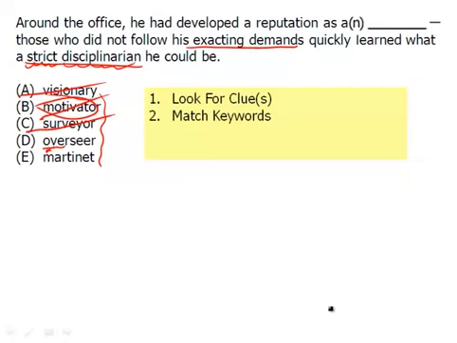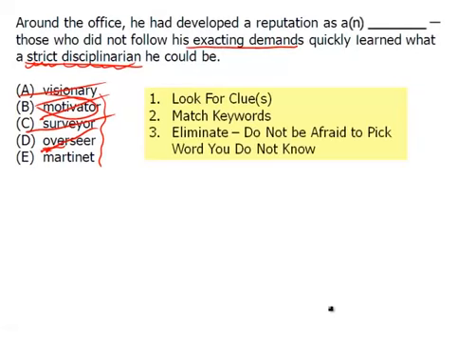But wait a second, I can't just eliminate it because look at E. What's that word? Martinet? What does that mean? So it must be overseer. But as we remember, or as you should remember, it must be by definition. And we've already eliminated overseer because by definition it does not mean a strict disciplinarian. So when you eliminate, do not be afraid to pick the word you don't know. Martinet is the correct answer, and therefore we know what it means. A martinet is a strict disciplinarian.